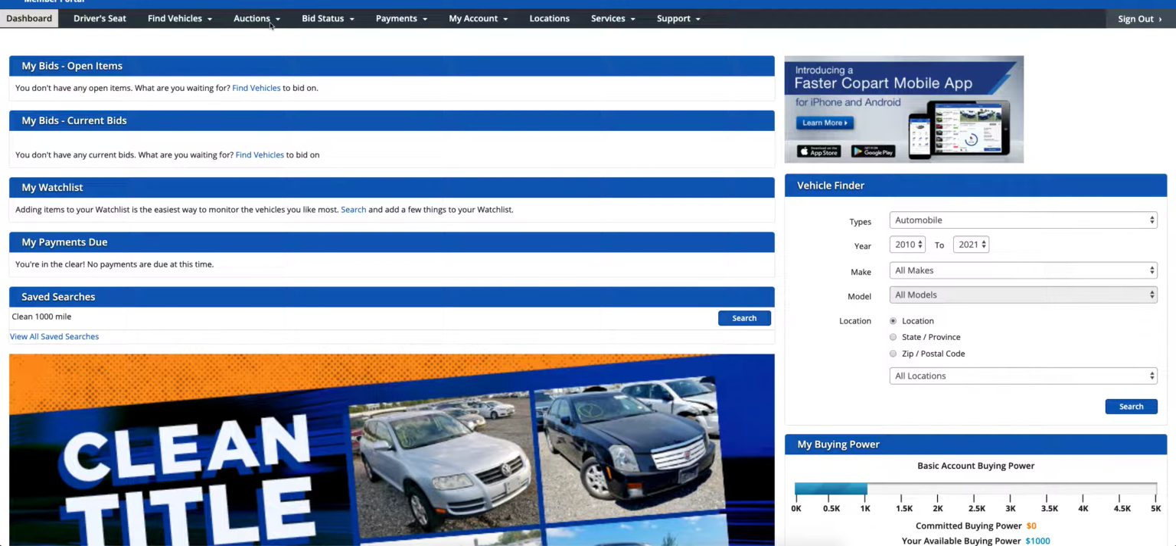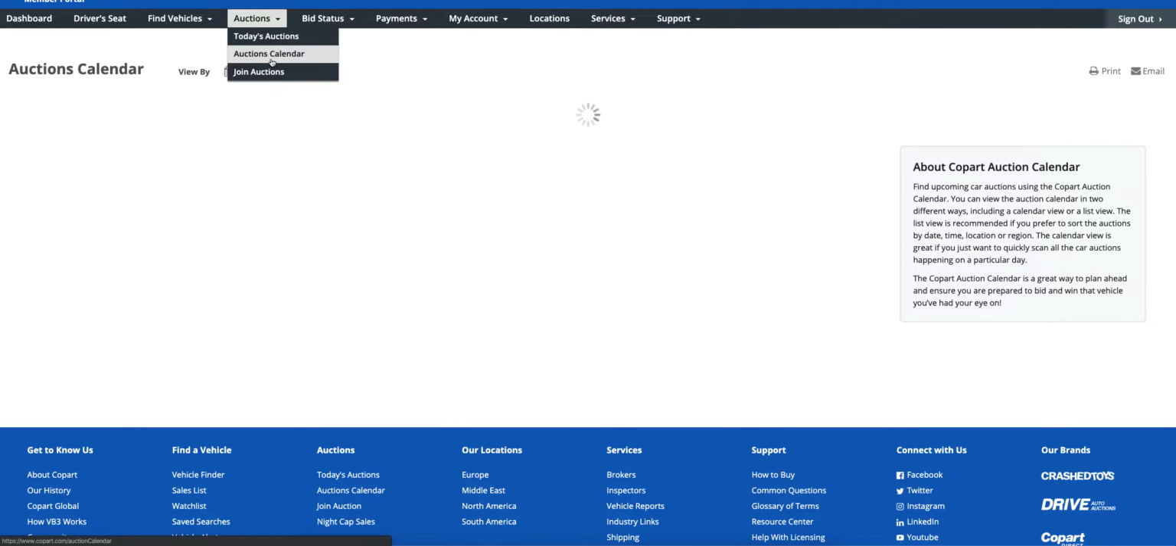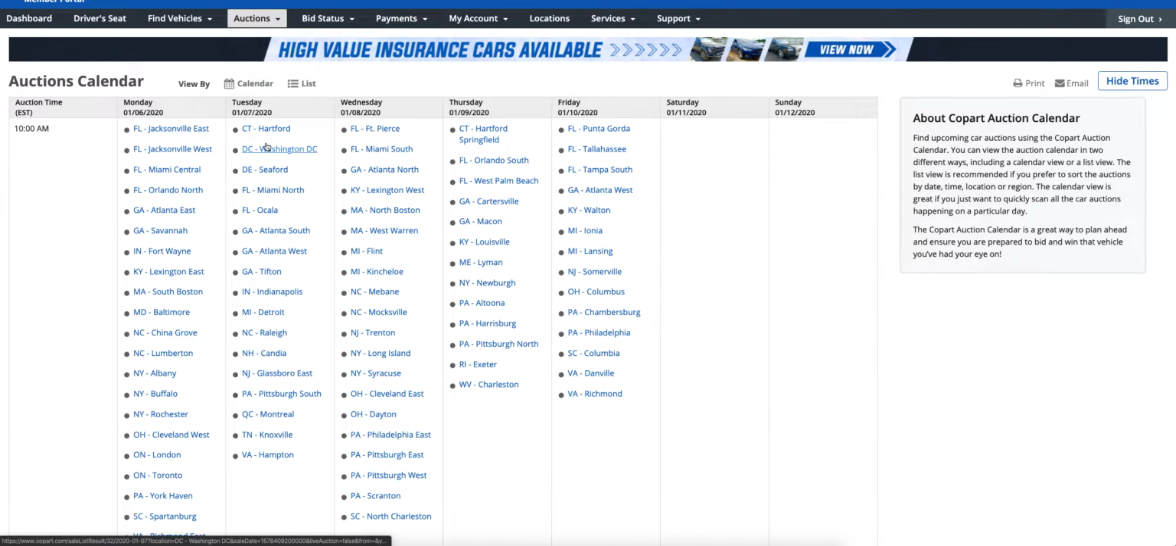So what we're going to do here is just go down to this auction thing. Drop down, let's go to the calendar. We'll start with Tuesday. Let's see here. Let's try Atlanta. Just try it, see what happens.